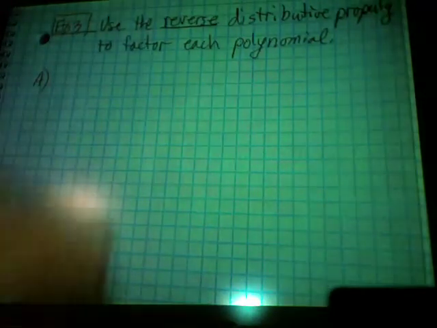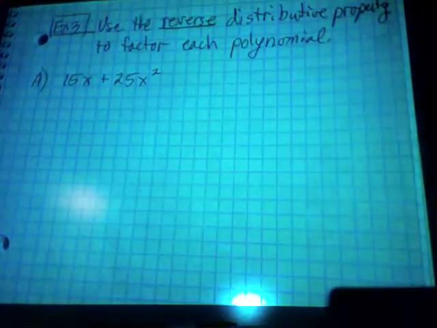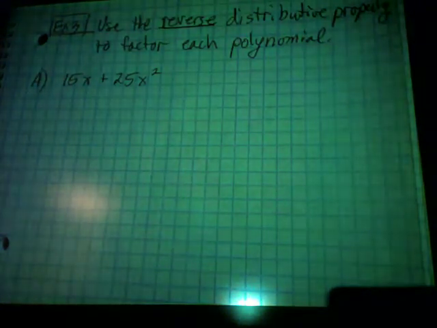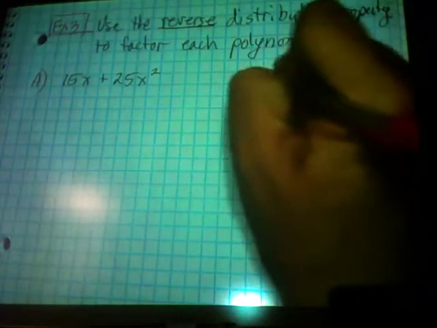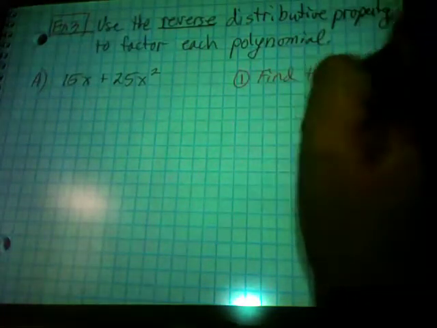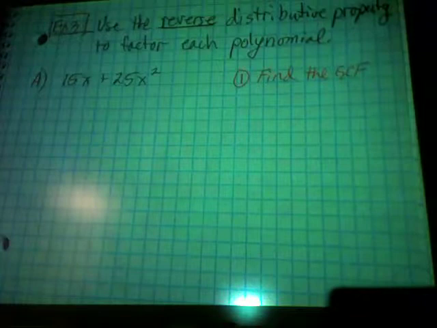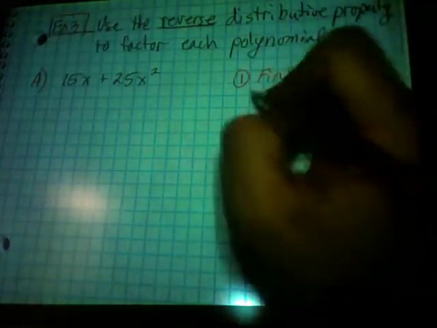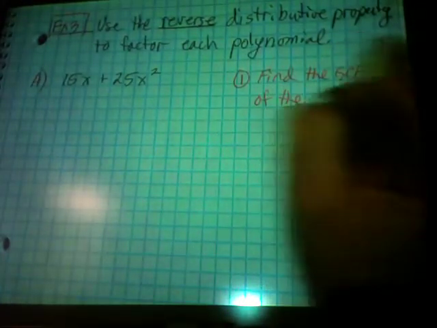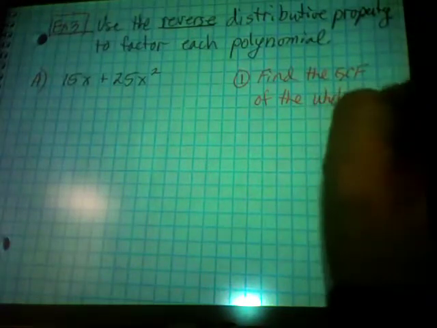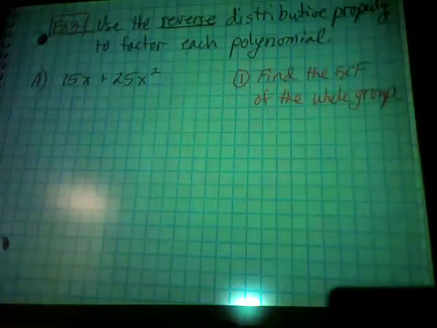You're going to write some notes to yourself down the side here. So we're going to start with 15x plus 25x squared, something fairly simple. So the very first thing that you need to do, step 1, you need to find the GCF of the whole group. So we've got 2 items in our group.